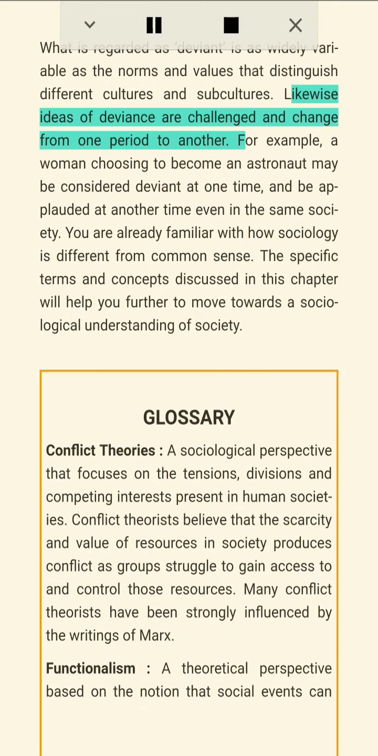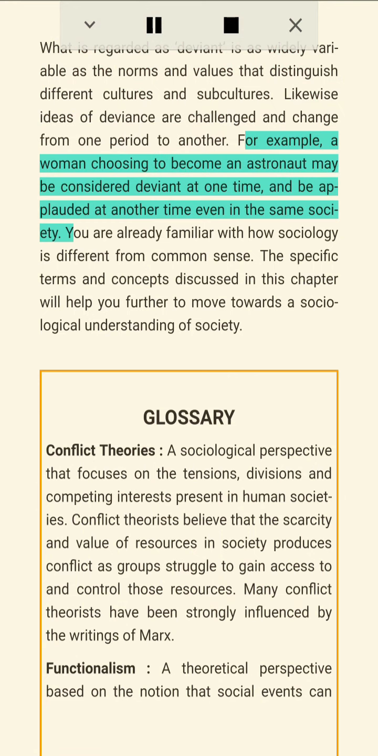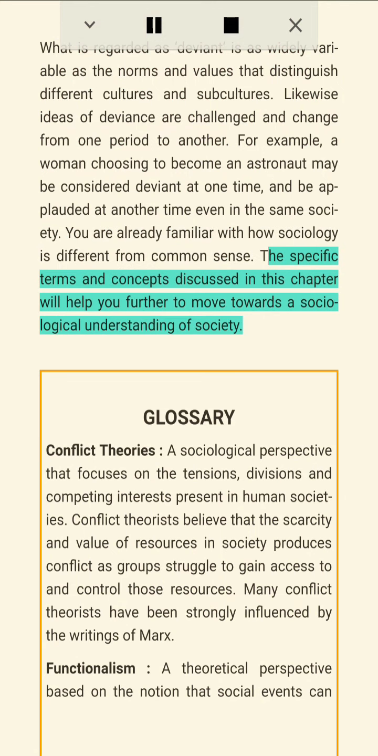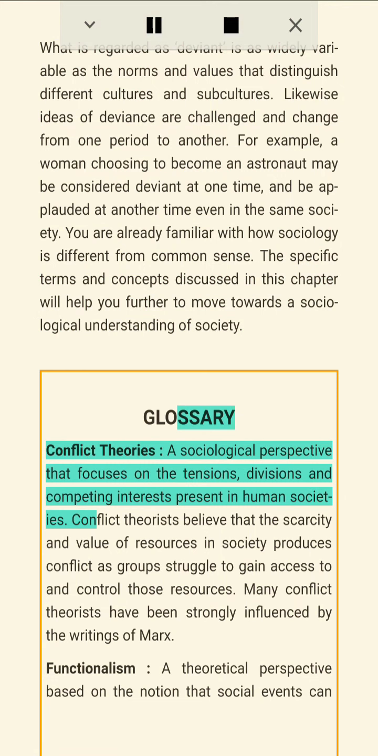What is regarded as deviant is as widely variable as the norms and values that distinguish different cultures and subcultures. Likewise, ideas of deviance are challenged and changed from one period to another. For example, a woman choosing to become an astronaut may be considered deviant at one time and be applauded at another time even in the same society. You are already familiar with how sociology is different from common sense. The specific terms and concepts discussed in this chapter will help you further to move towards a sociological understanding of society.